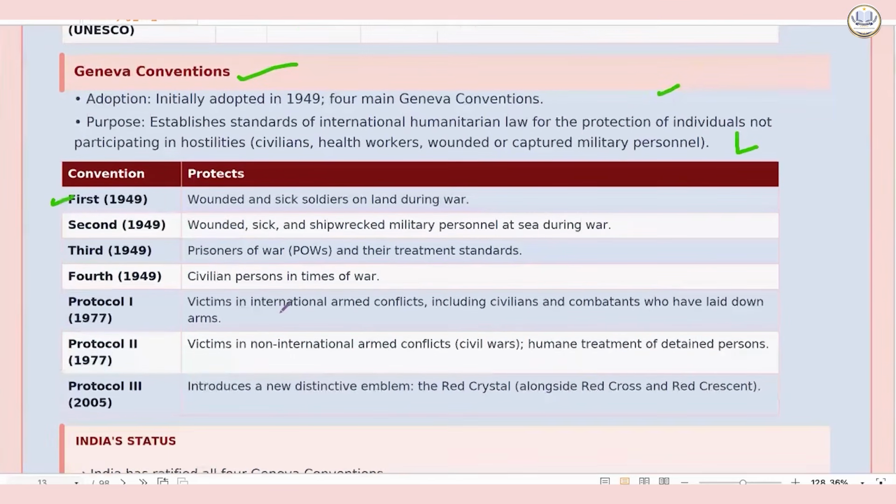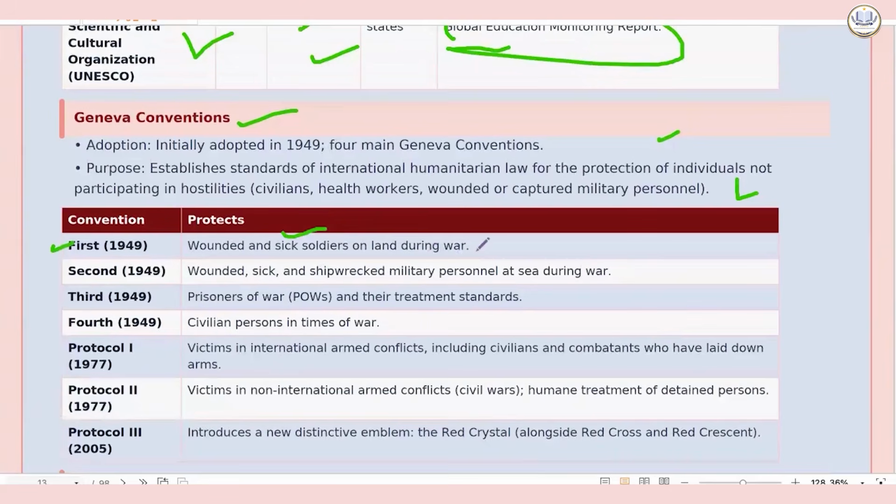So the first protects wounded and sick soldiers on land during war. Second, wounded, sick, and shipwrecked military personnel at sea during war. Third was prisoners of war and their treatment standards. Fourth, civilian persons in times of war.